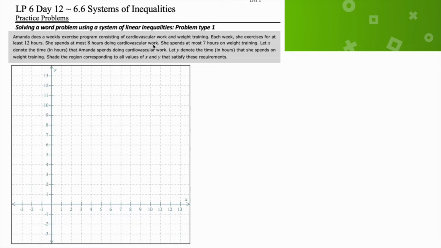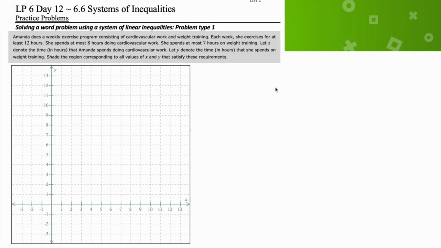Amanda does a weekly exercise program consisting of cardiovascular work and weight training. Each week she exercises for at least 12 hours. She spends at most 8 hours doing cardiovascular work. She spends at most 7 hours weight training. Let X denote the time in hours that Amanda spends doing cardiovascular work. Let Y denote the time in hours that she spends on weight training. Shade the region corresponding to all values of X and Y that satisfy these requirements.